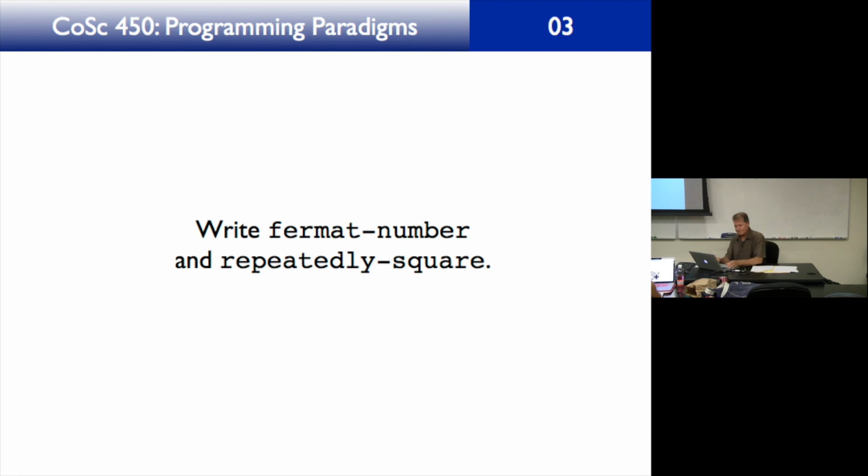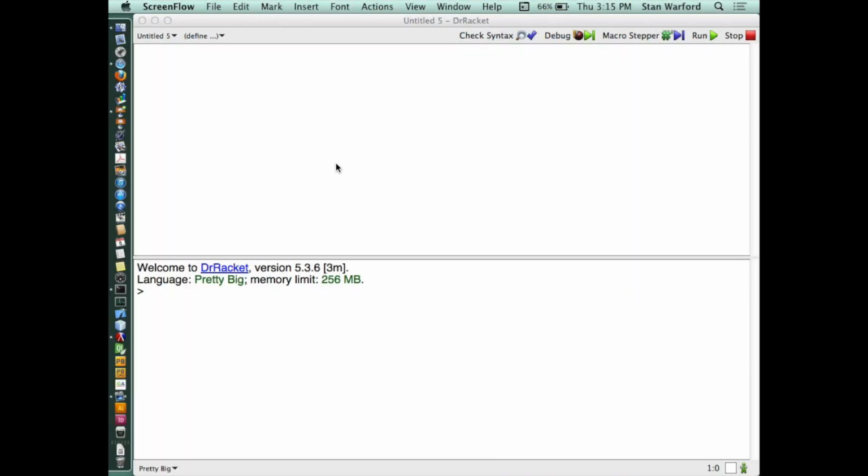So here we are in Dr. Racket, and let's do first things first. Let's define Fermat number. This is up in our definition panel. Define. So let's call it Fermat-number. And then what always goes here? Lambda. And now how many parameters does Fermat number have? One parameter, so we'll call it n. Okay, and now, assuming that we have repeatedly square, we have to add 1 to repeatedly squared.